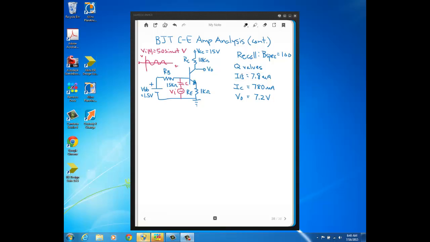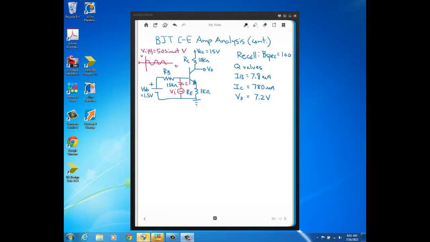Q values are what the base current, collector current, and output voltage are due to the DC sources only. So when we came up with these values, we ignored what was in red. We ignored the AC signal along with this capacitor. So now we're going to continue where we do consider the effect of this AC source.